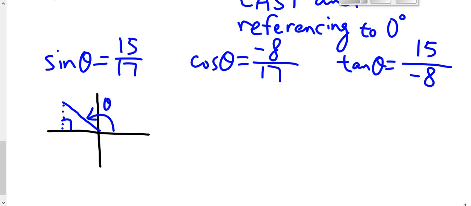And then if you look at this, sine is opposite, which is 15 here, over hypotenuse. Okay? But believe it or not, there is another way to draw this.